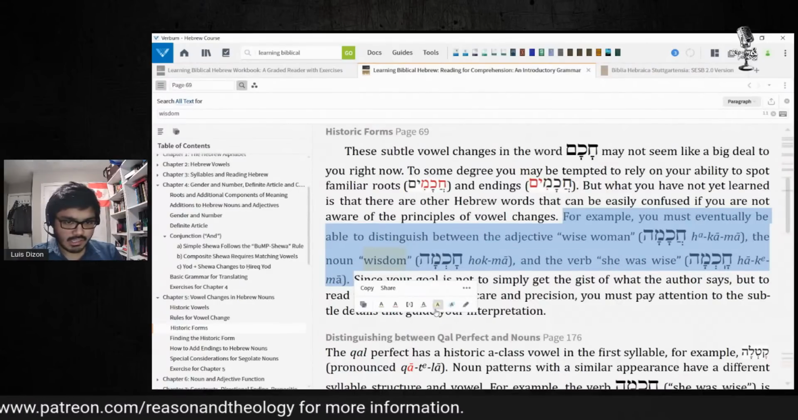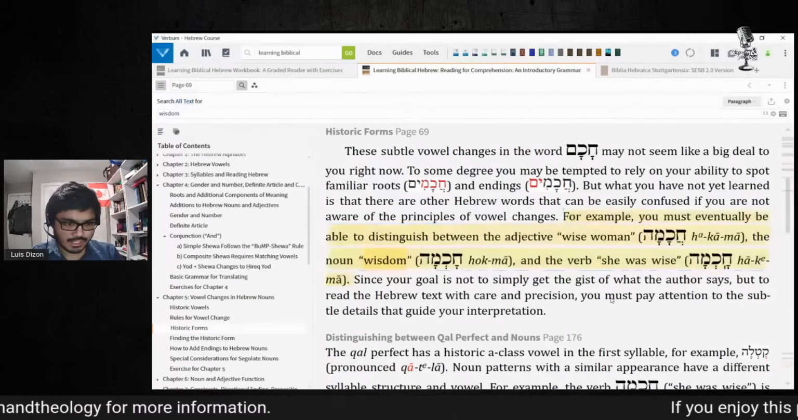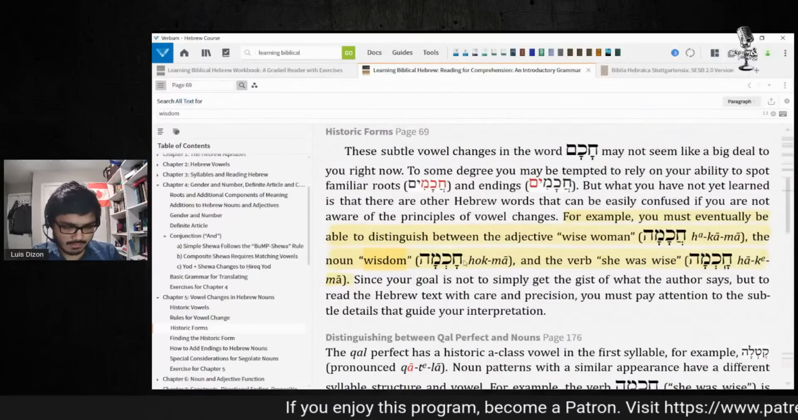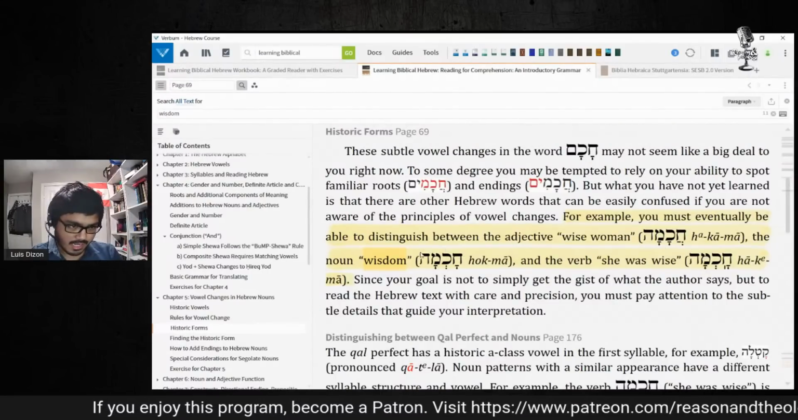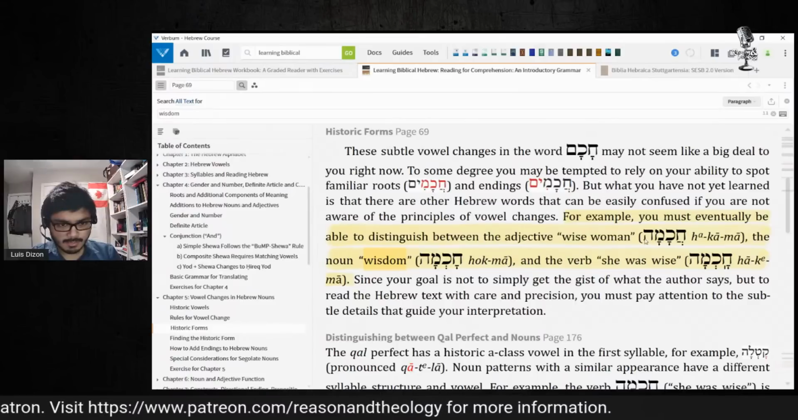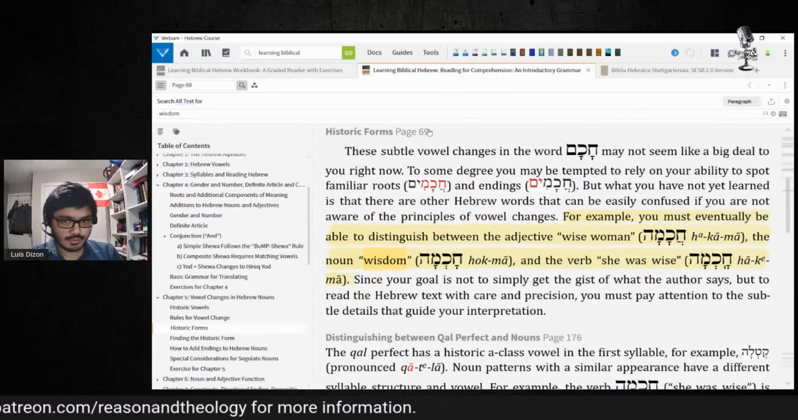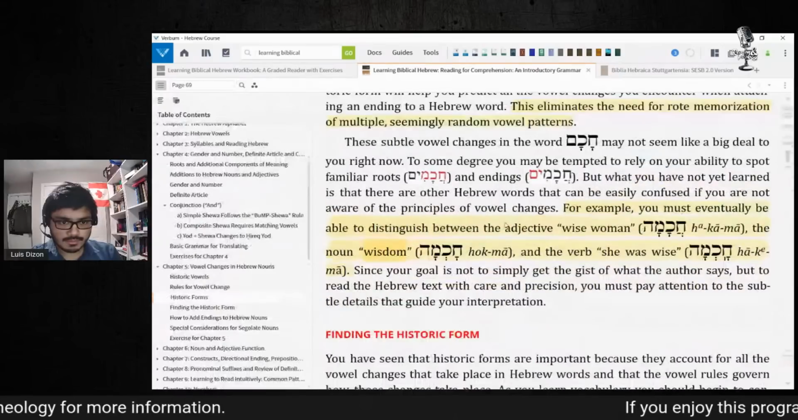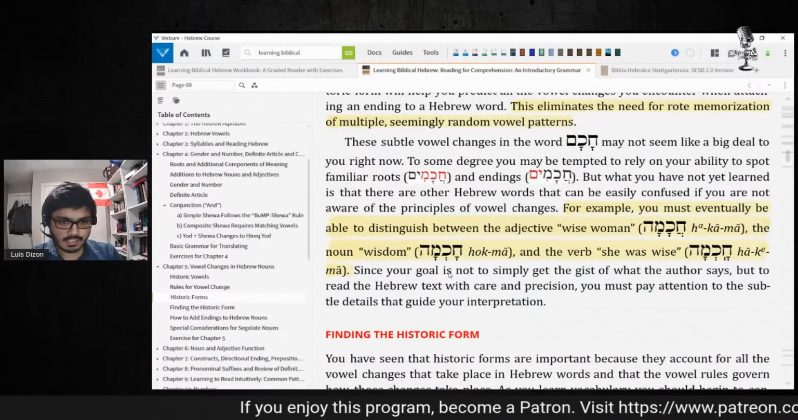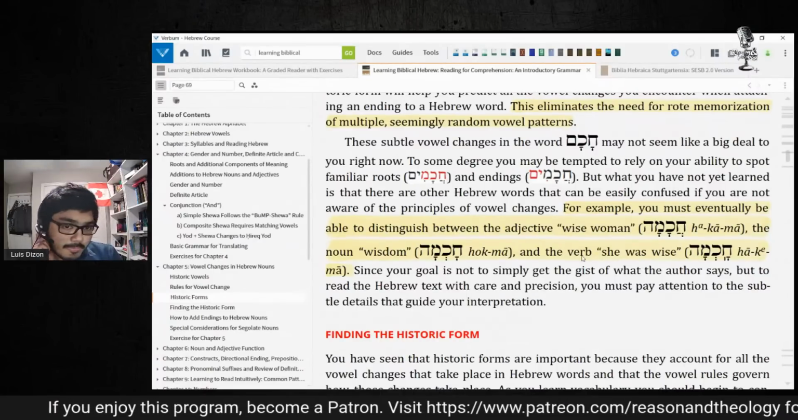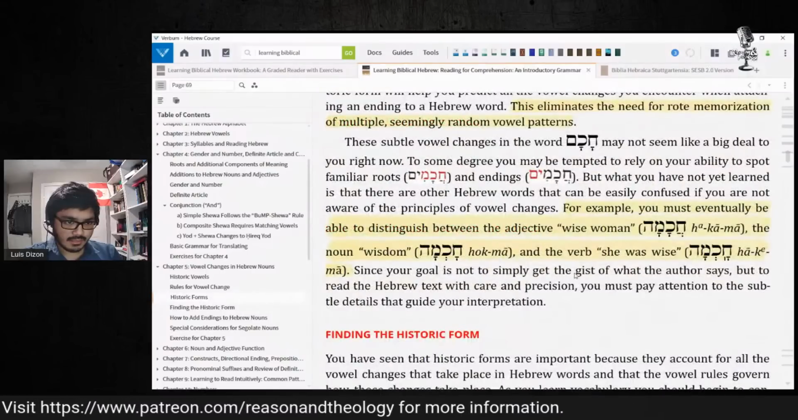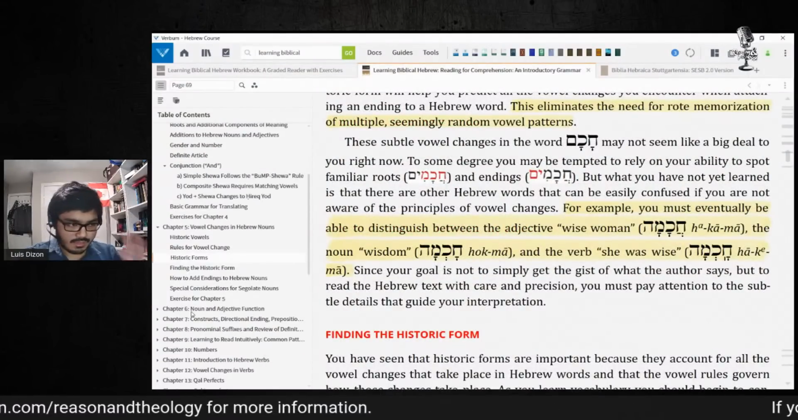So knowing the technical rules behind vowel changes will help you to differentiate these three seemingly identical words that have the same consonants, but they're not actually identical because they have different vowel markers. How are they differentiated? Well, you have to know the vowel change rules. But a lot of times you can also know this from context. But it's good to know that this is something that will come up in your reading of Hebrew.